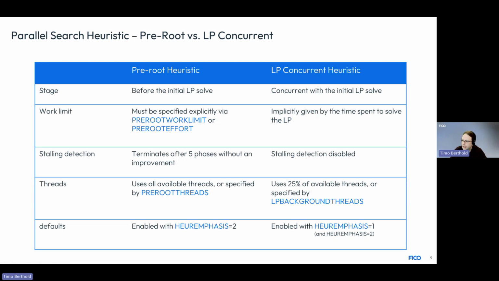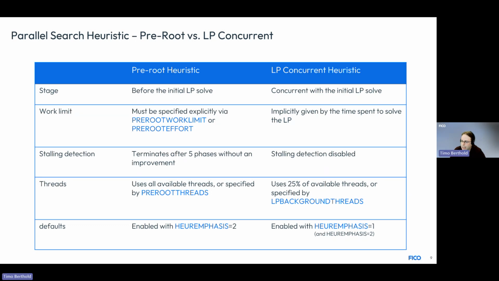So yet another difference. As for thread allocation, before the LP is solved, there's nothing else really running. So the pre-root heuristics can just use all the available threads, or you can override this with the pre-root threads control. And when running concurrently with the LP solve, we don't want to take too many threads away from the LP. So as we just discussed, we would allocate 25% of the available threads. And there's a dedicated LP background threads control to change that.